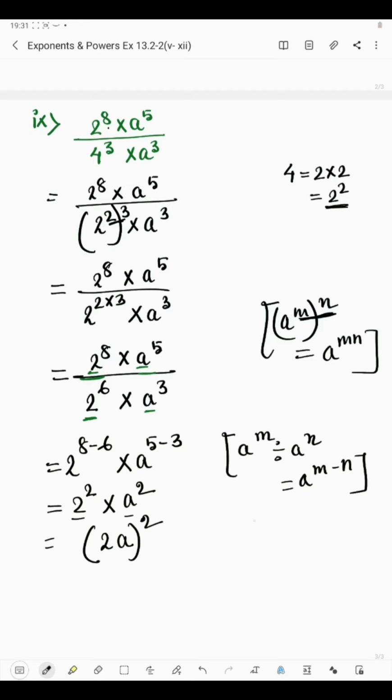Okay, so when we have a different base, suppose a into b, but the power is the same, that time we just multiply the bases and we write the power one time. Okay, so the answer of the ninth part will be 2a whole to the power 2. Here we will have to put the bracket. Okay, so now coming to the next part.